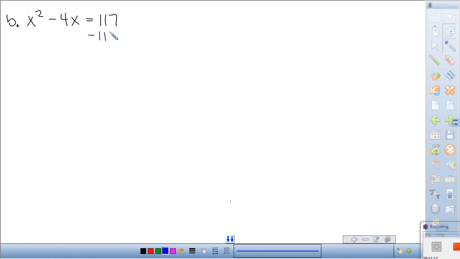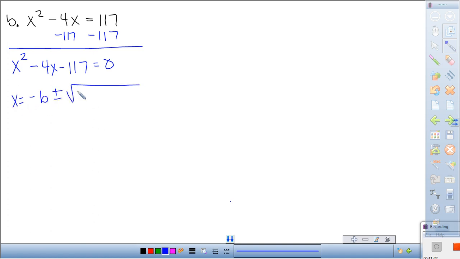So let's subtract 117 from both sides first. Notice that none of these are like terms, so just write them in standard form, write them in order. And then use your formula. x equals negative b plus or minus the square root of b squared minus 4ac, all divided by 2a.